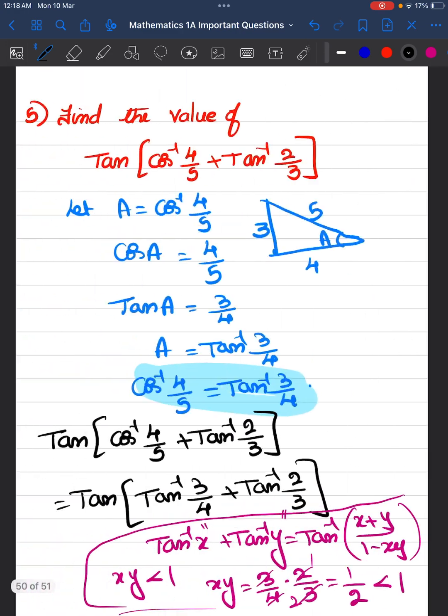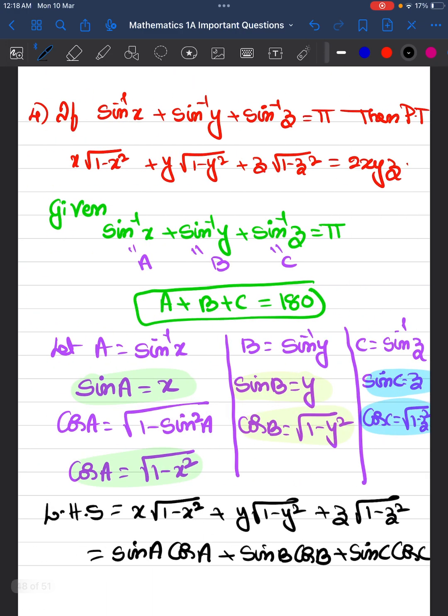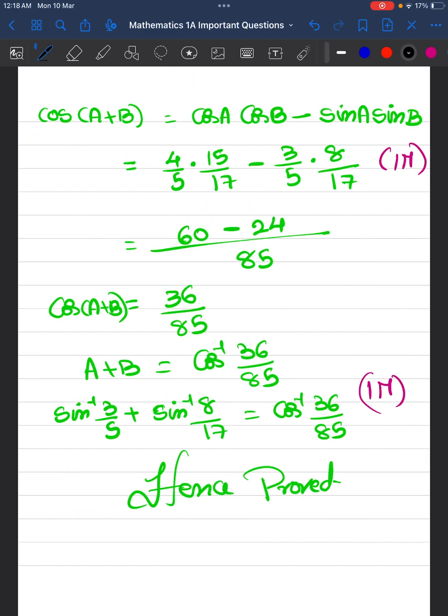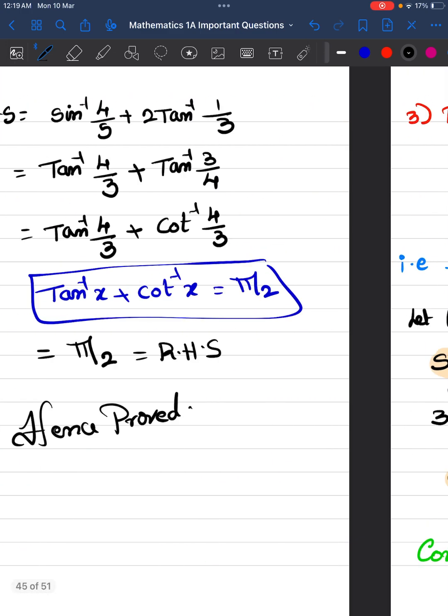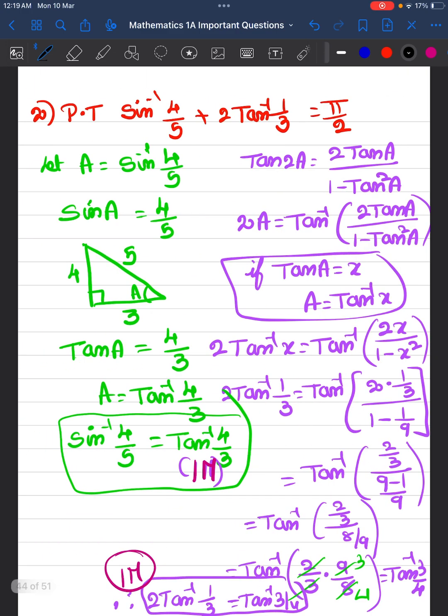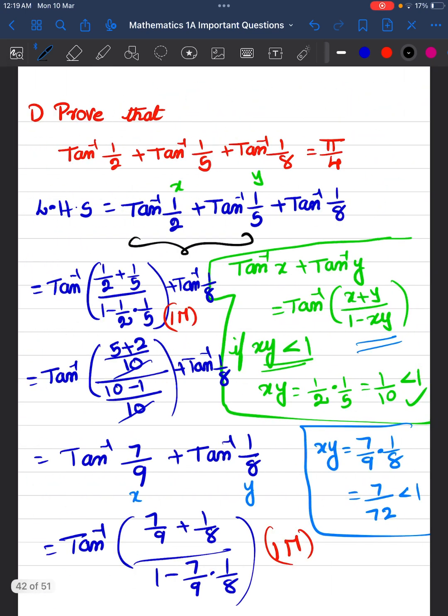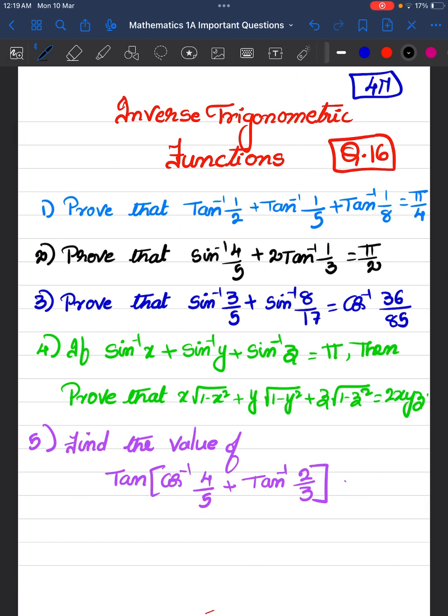We can solve all problems in this manner. Every problem is comfortable in solving inverse trigonometric functions. Here I helped you to solve all 5 problems of inverse trigonometric functions. Similarly, you can solve the remaining also.